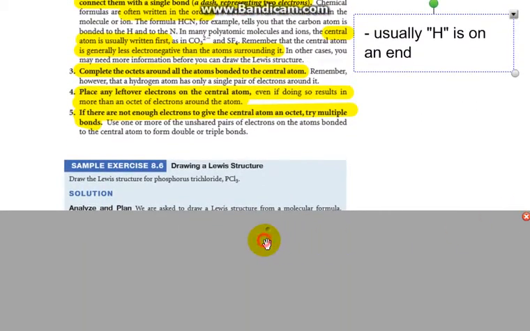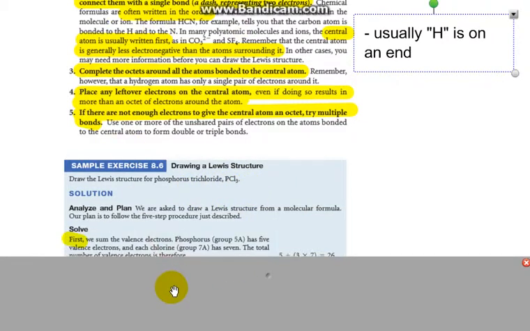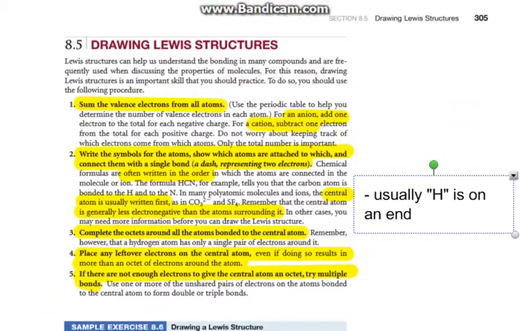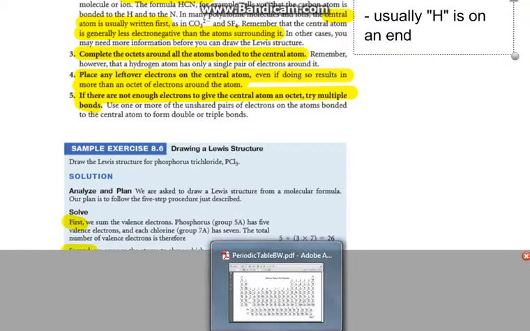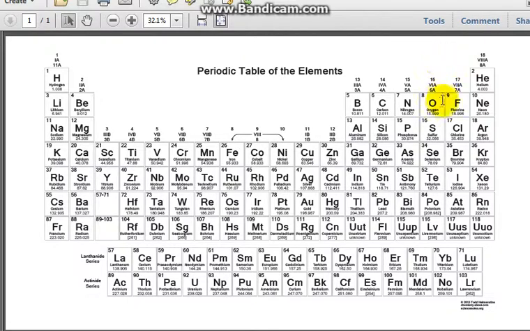Take a look at the first example, PCl3. Draw the Lewis structure, following these 4 steps. Of course, the first step was to sum up all of the valence electrons. If we look at PCl3 and look at the periodic table, P is group 5, so it has 5 electrons. Chlorine is group 7, so it has 7 electrons.